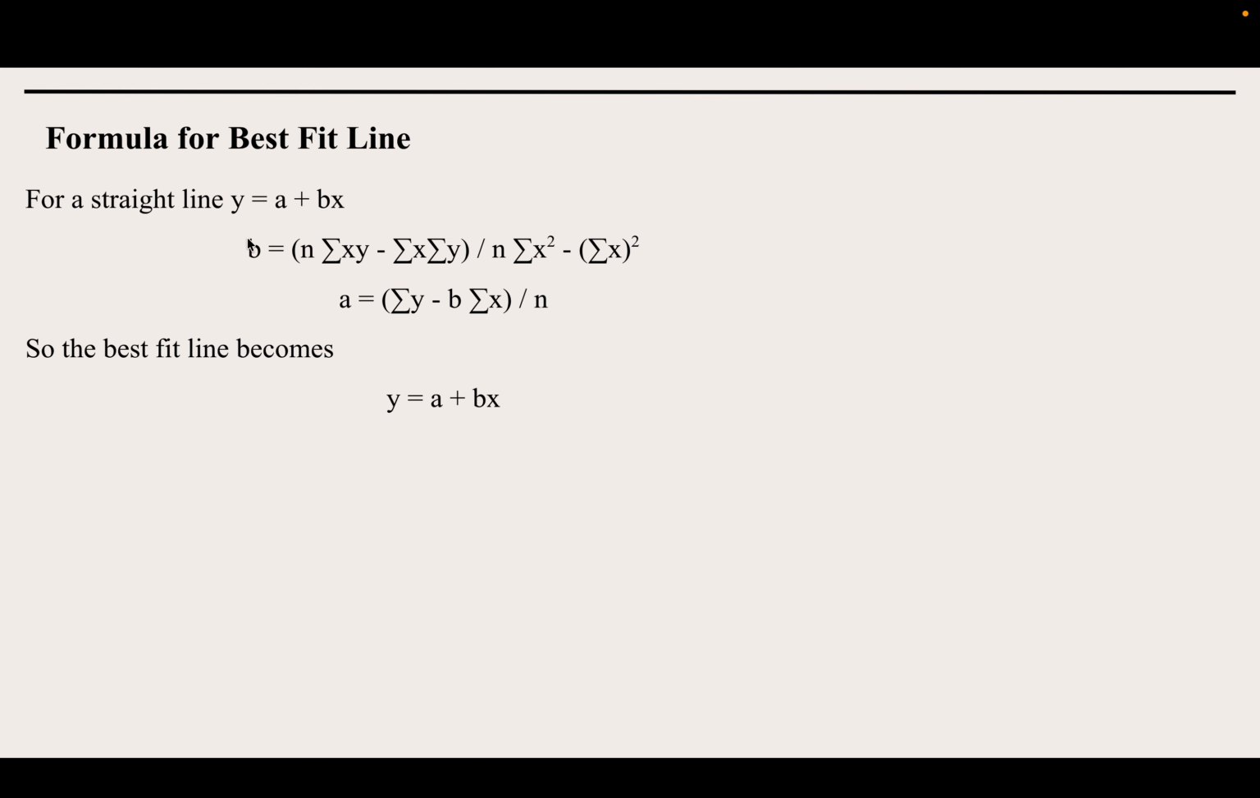After finding these a and b values, we can simply get our best fitted line by using the formula y = a + bx.